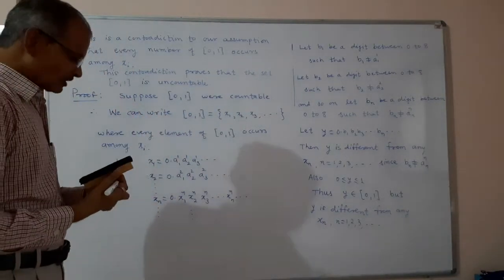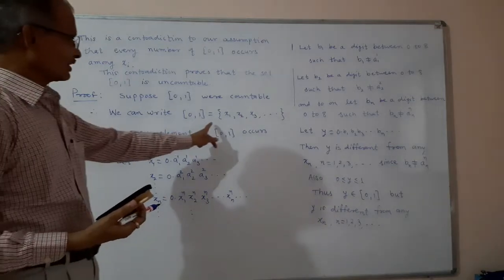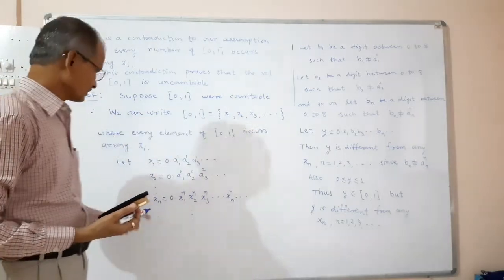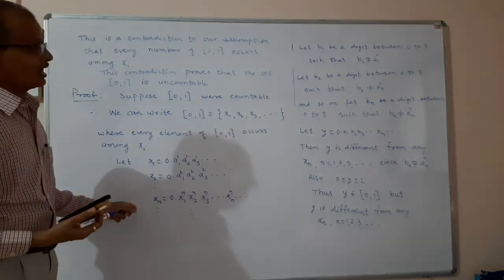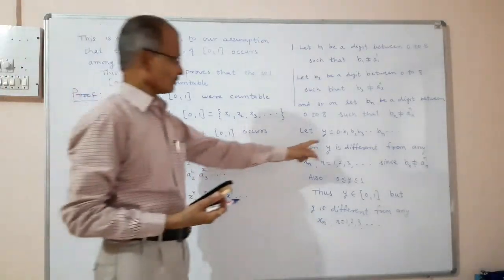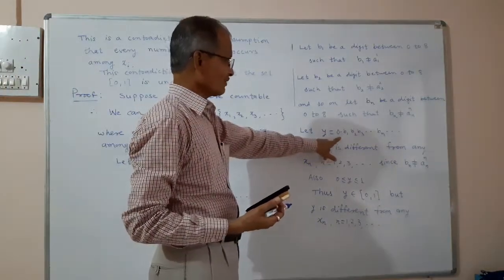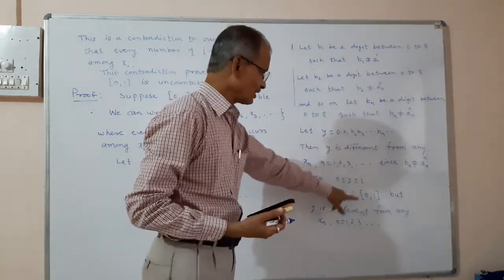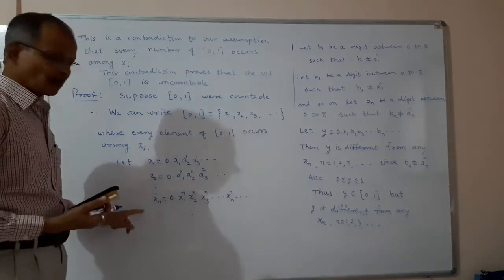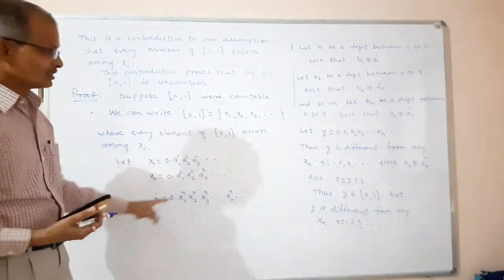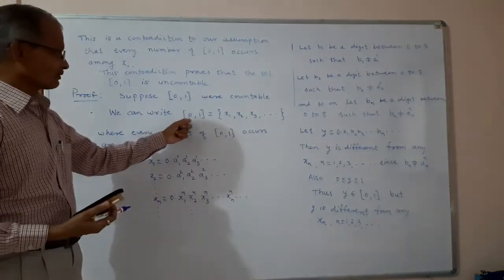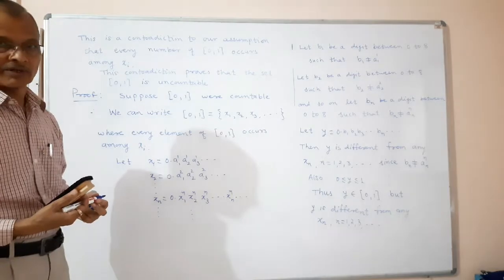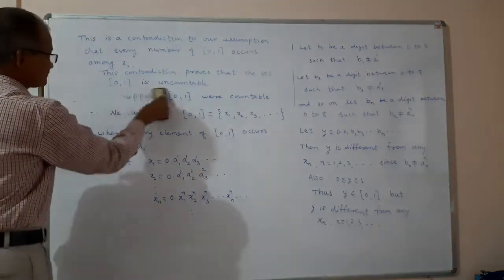So here we have first assumed it is countable. We have expressed the counting of its elements as x1, x2, x3, etc. with this representation, and we have another number y which has this type of expression, and this y is between 0 and 1, but it is different from any of xn, and that means this y is not counted in this set. So therefore this set is uncountable. So this proves the result.